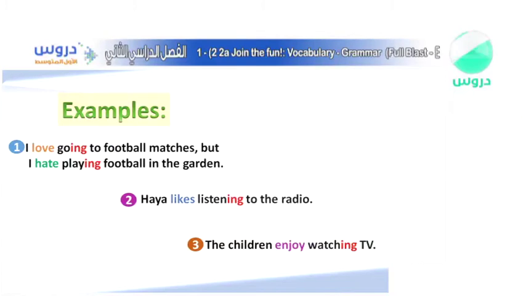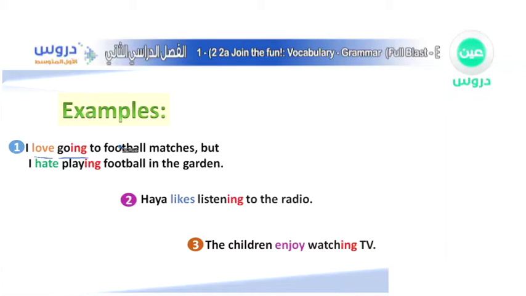For example, in the first one, let's analyze it together. It says, I love, as you can see, I love. I'm expressing my feeling of love now. I love something. What do I love? I love going over here, and then to football matches. The word going over here became a noun, as you can see. The word going became a noun over here, which is what sort of a noun? It's a gerund. The gerund over here, that's the noun.